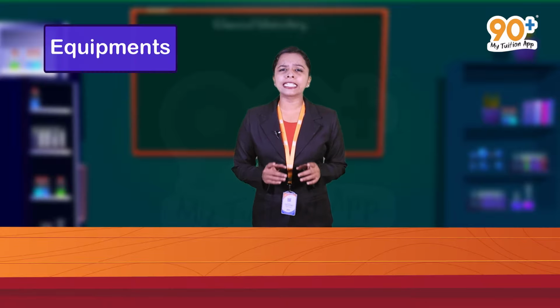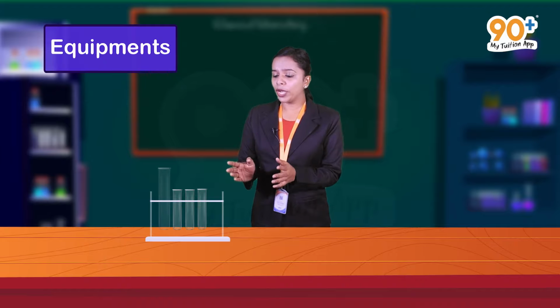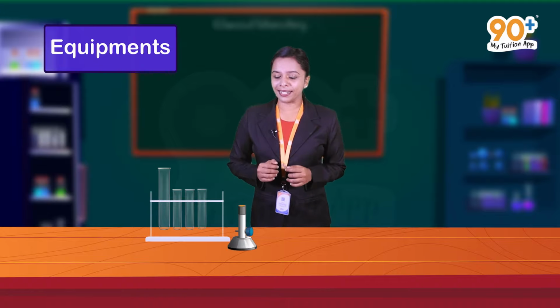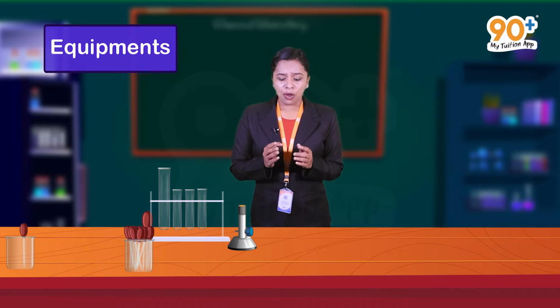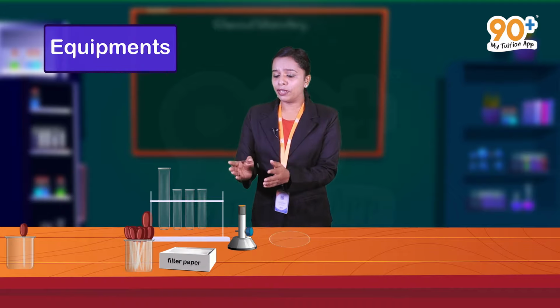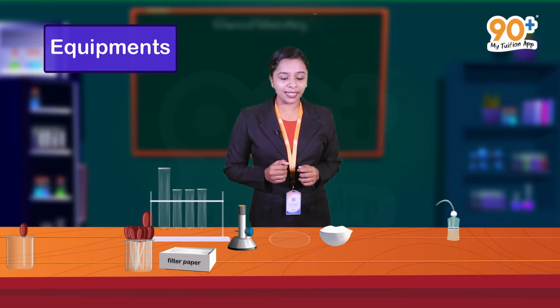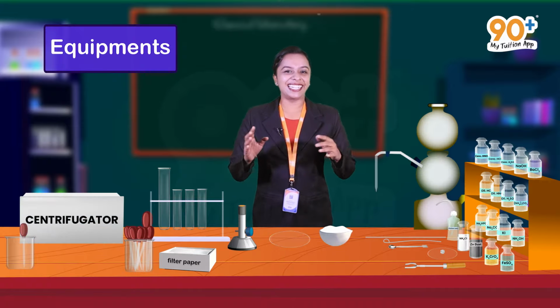Now let's see what all the equipments we needed for conducting this experiment. Test tube, boiling tube, test tube stand, Bunsen burner, beaker, dropper, watch glass, filter paper, given salt, wash bottle, spatula, test tube holder, platinum wire, glass rod, etc.